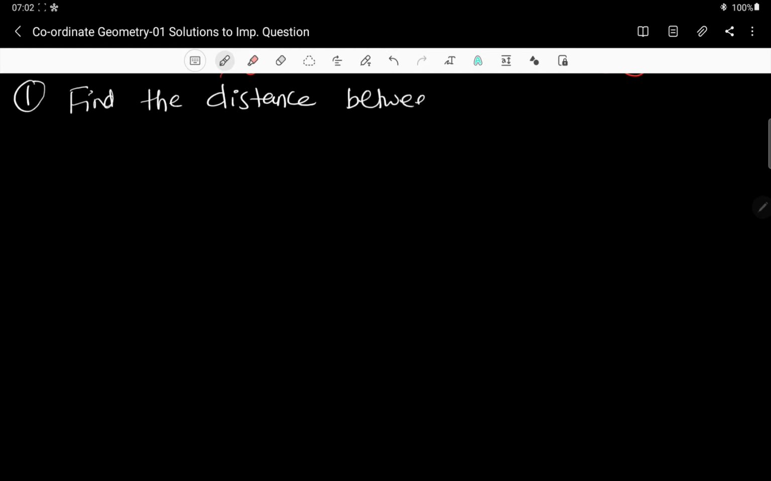All right, let us keep on taking the questions. I'll write a question, then you pause the video and try to solve that question. And if you don't get the answer, then the solution, as usual, follows. The first question is like this. Find the distance between the points 2, 3 and minus 3, 2.